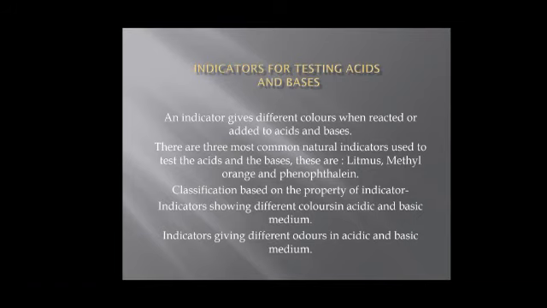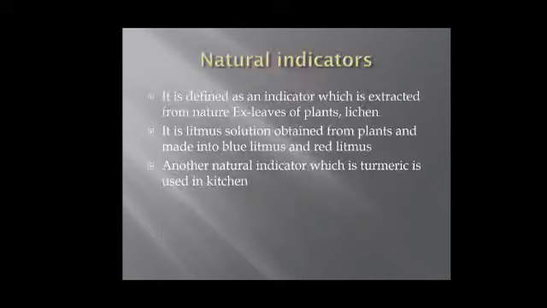There are three most common indicators used to test acids and bases, and these are litmus, methyl orange, and phenolphthalein. Now let us see the classification based on the property of indicators. Indicators showing different colors in acidic and basic medium. Indicators giving different odors in acidic and basic medium. Let's see first natural indicators.